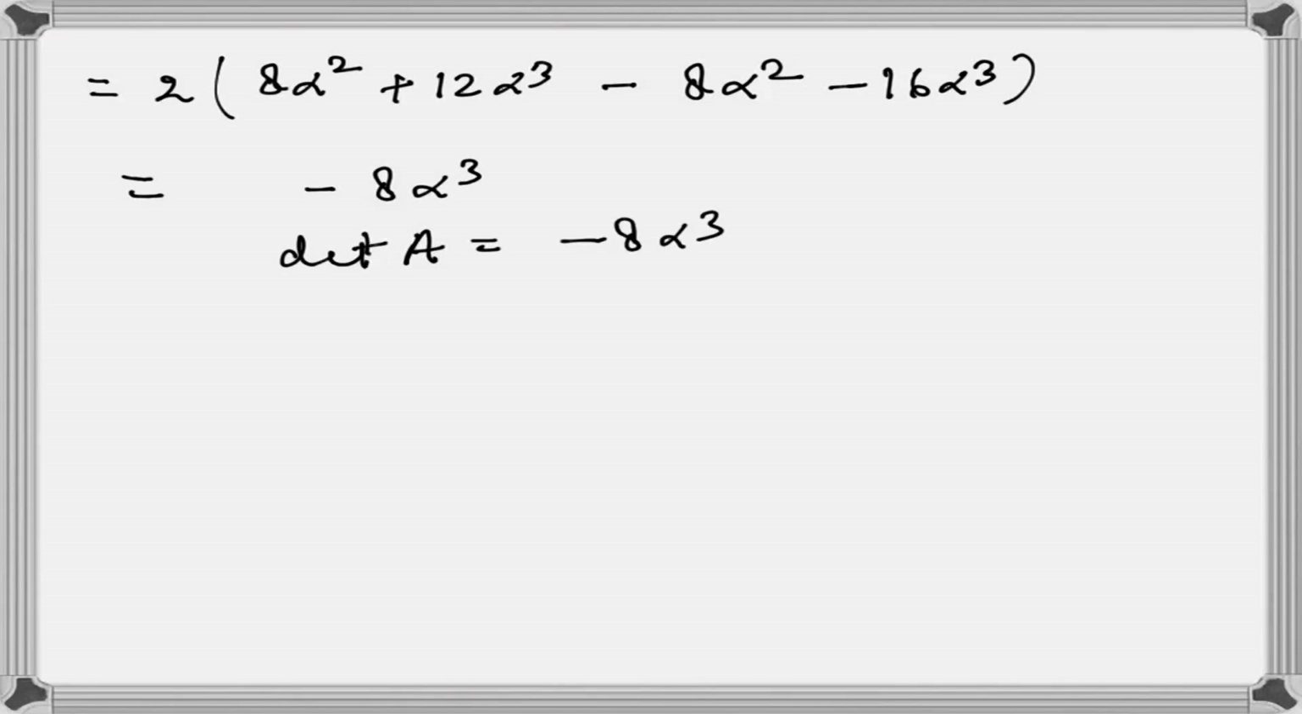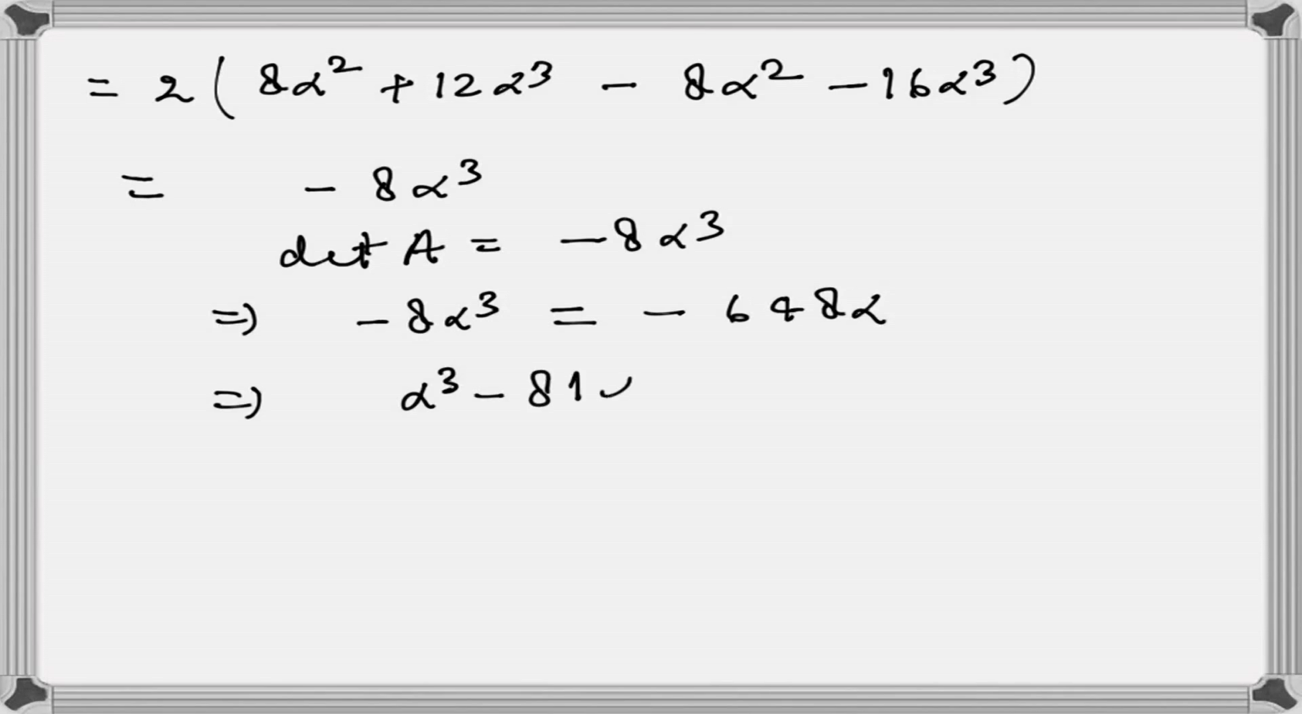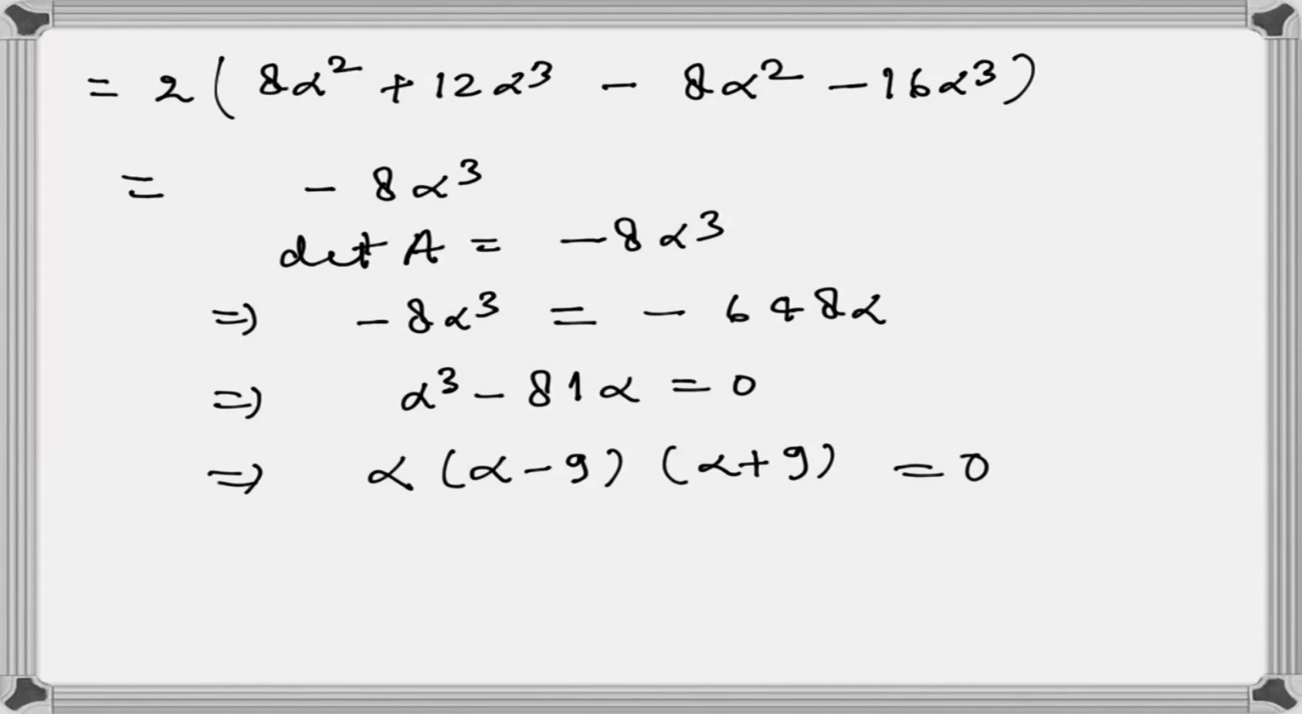Okay, so in the question it is given that the determinant of A is equal to minus 648 alpha. This implies minus 8 alpha cube is equal to minus 648 alpha. So this implies alpha cube minus 81 alpha is equal to 0. This implies alpha times (alpha minus 9)(alpha plus 9) is equal to 0. So alpha values are 0, 9 and minus 9. So these are the 3 values of alpha for which that equation holds. So this is the final answer.